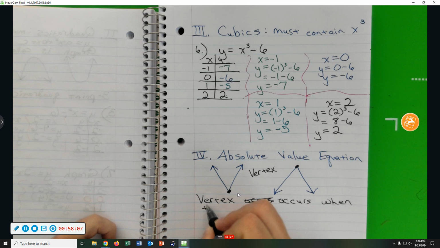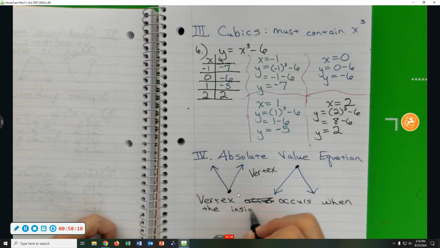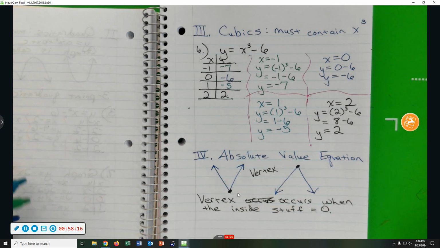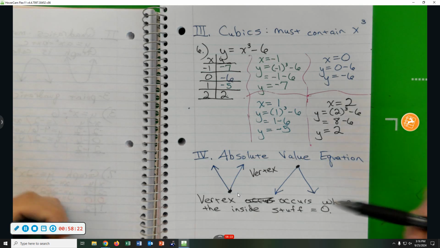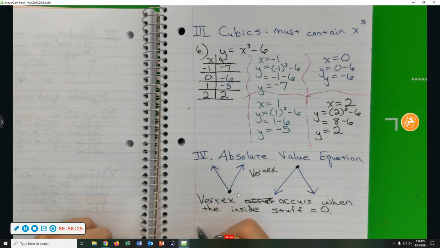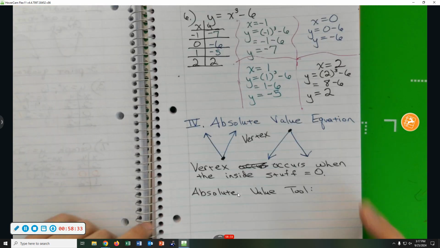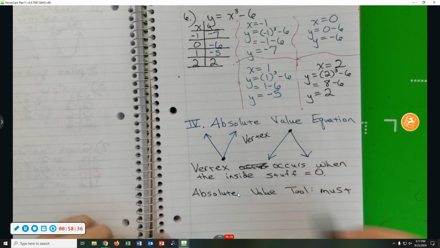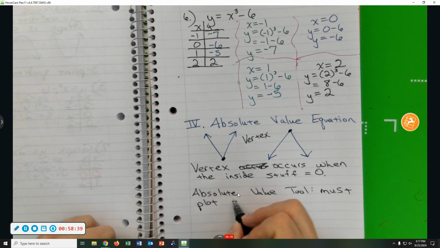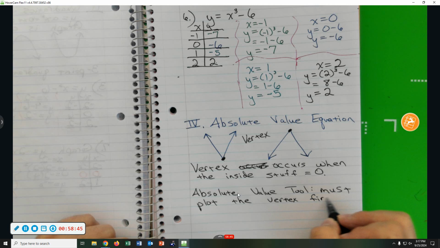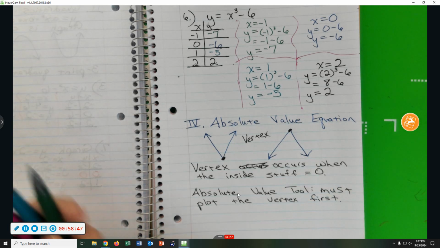When the inside stuff, that's what Tony likes me to say, when the inside stuff is equal to 0. And you're going to have to plot the vertex first when you're plotting these V shapes for the absolute value tool. The instructions in Pearson will say plot the vertex, okay? And it'll tell you when to do it.